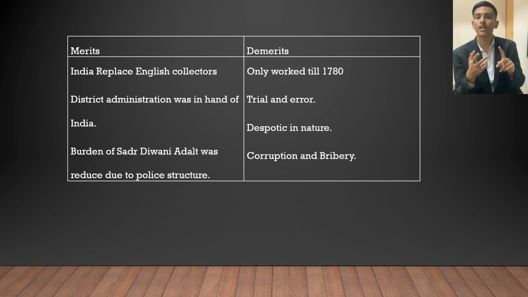Again, the problem of corruption and bribery: up till this day we are seeing that, but at that time it was in a huge amount. These were the demerits of the plan of 1774.